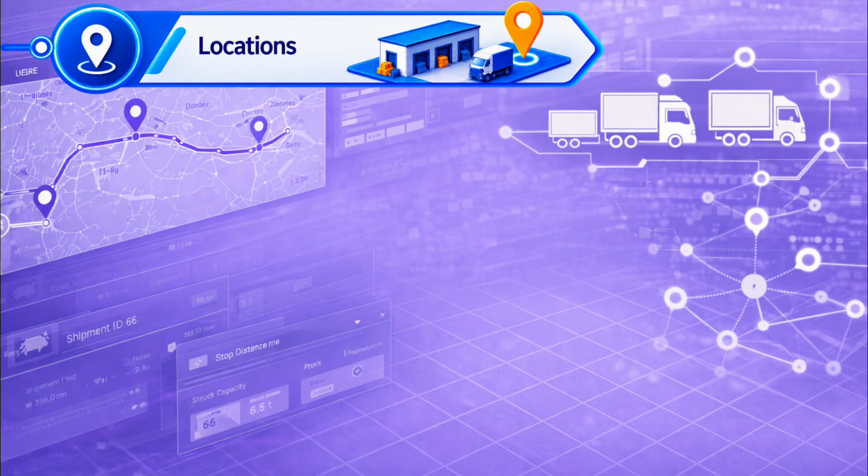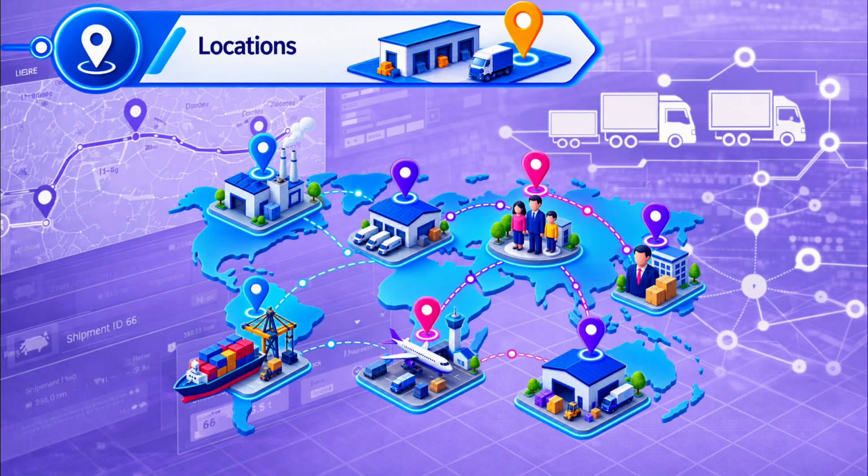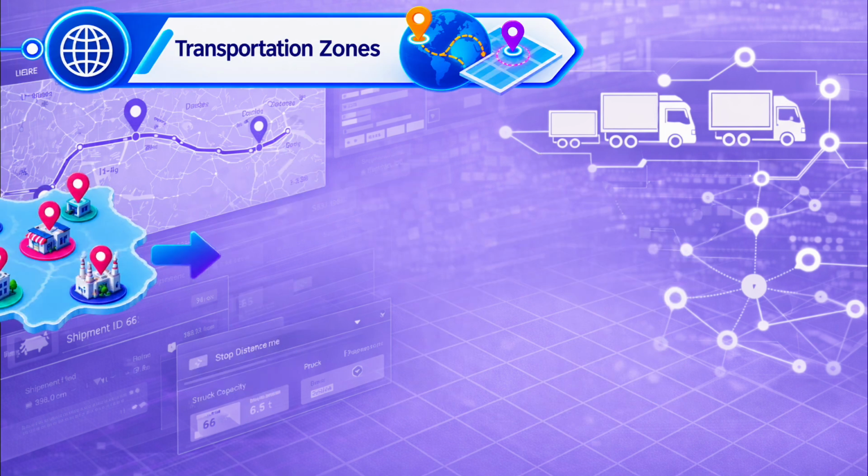Locations are the foundation of the transportation network. Freight is moved between locations, and every freight unit has at least a source location and a destination location. Locations can represent physical places such as plants, shipping points, customers, vendors, ports, airports, or warehouses. They are the most granular element in the transportation network and are used as a basis for defining other objects such as transportation lanes.